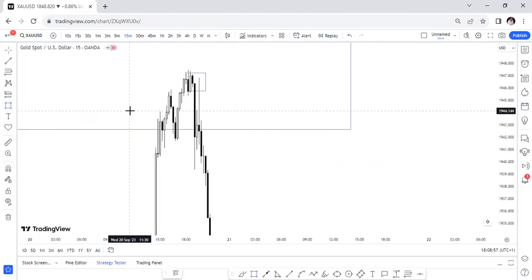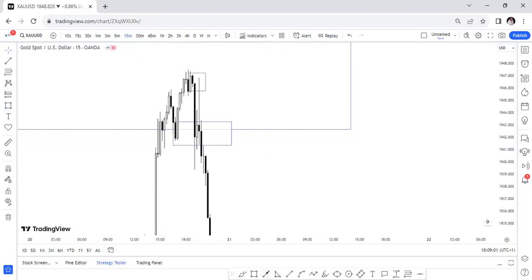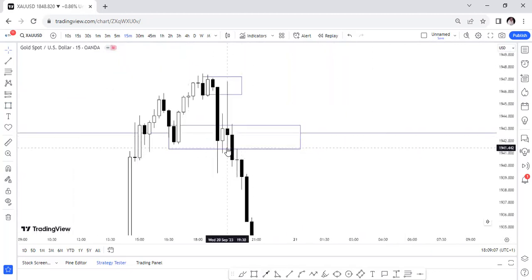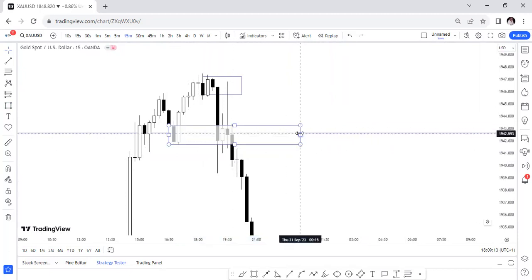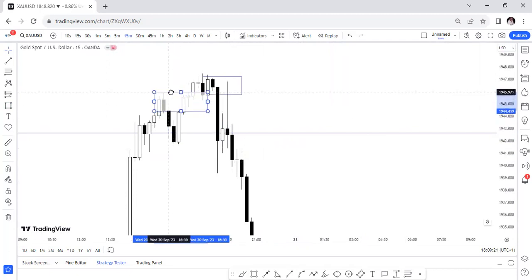You can still use this. And price broke through it, so you can still use this. We have another one here. Good opportunity for a sell. This is a flip zone.